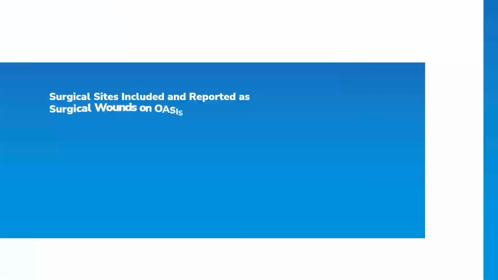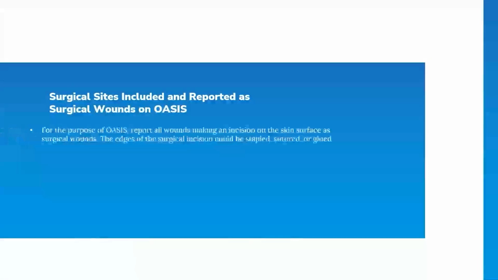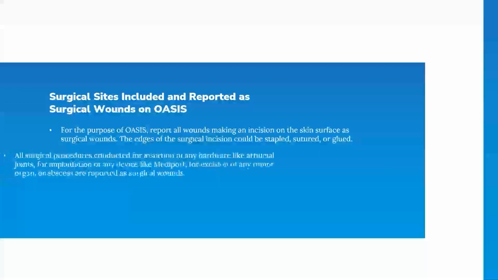Surgical sites included and reported as surgical wounds on OASIS. For the purpose of OASIS, report all wounds making an incision on the skin surface as surgical wounds. The edges of the surgical incision could be stapled, sutured, or glued.